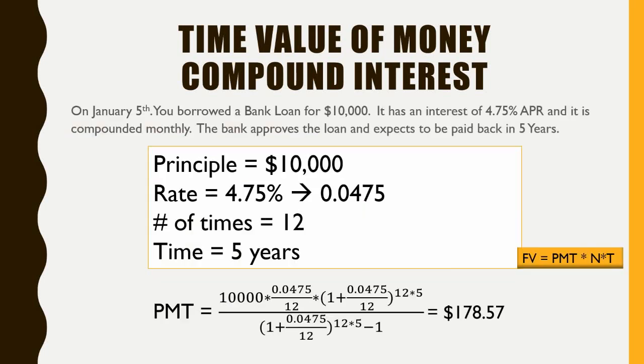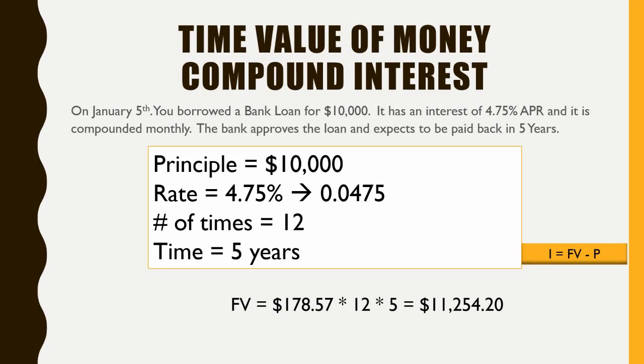Okay? Now, if you were to use this formula and calculate it to tell me what my future value is, right? My future value is going to be, remember, payments times number of times compounded times time, right? In this case, I have $178.57 and I multiply that by my n, which is 12, times the number of years I'm going to be having this loan for, which is 5. Multiply that, my future value is going to be $11,254.20.